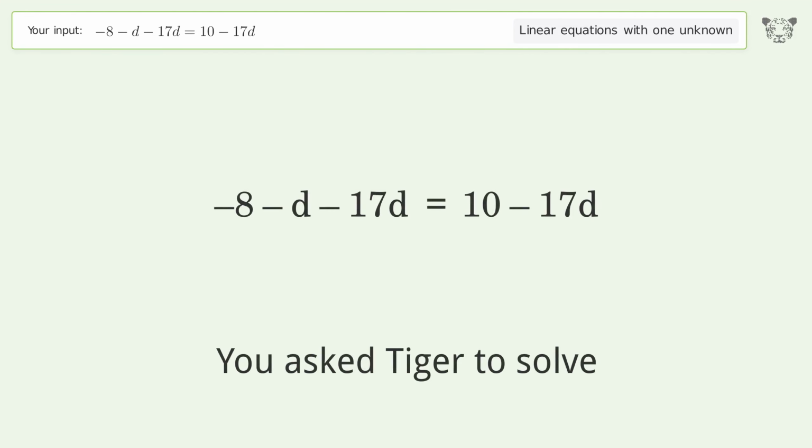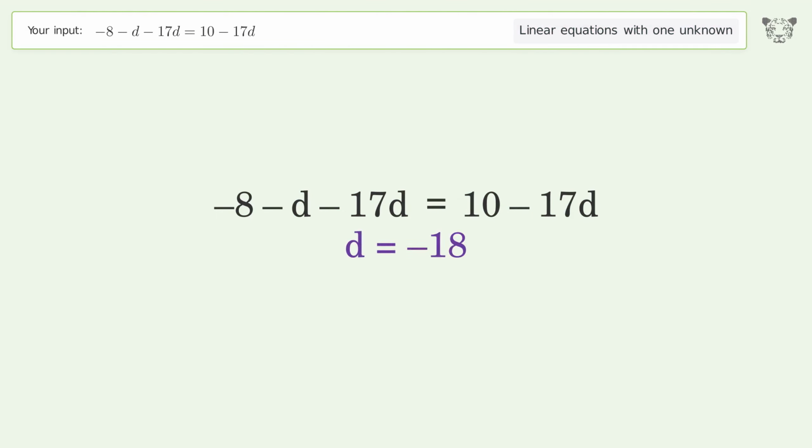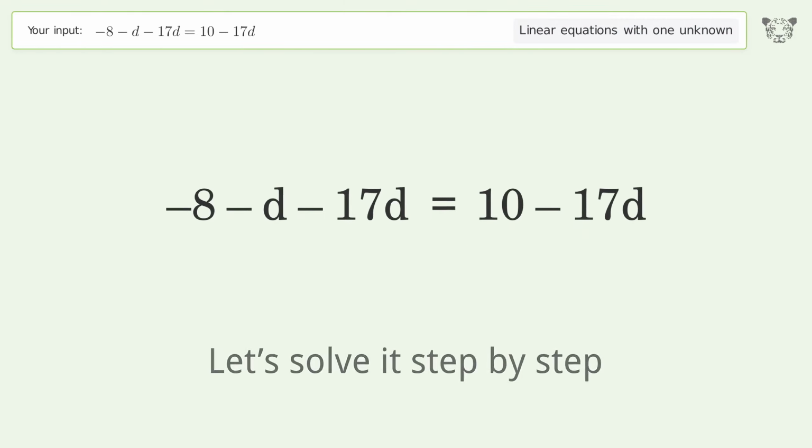You ask Tiger to solve this. This deals with linear equations with one unknown. The final result is d equals -18. Let's solve it step by step.